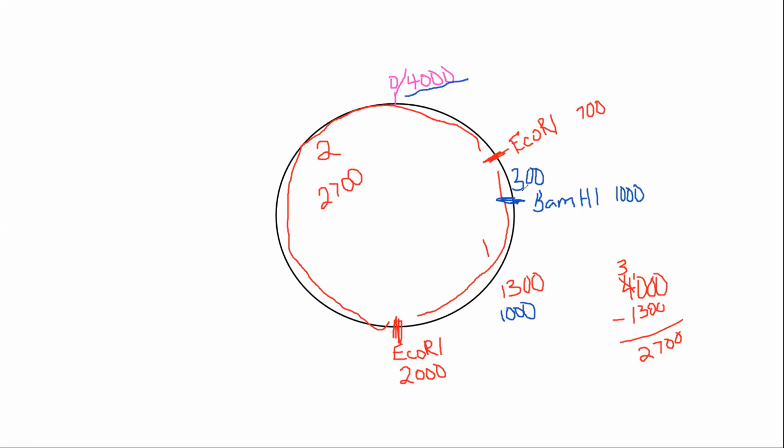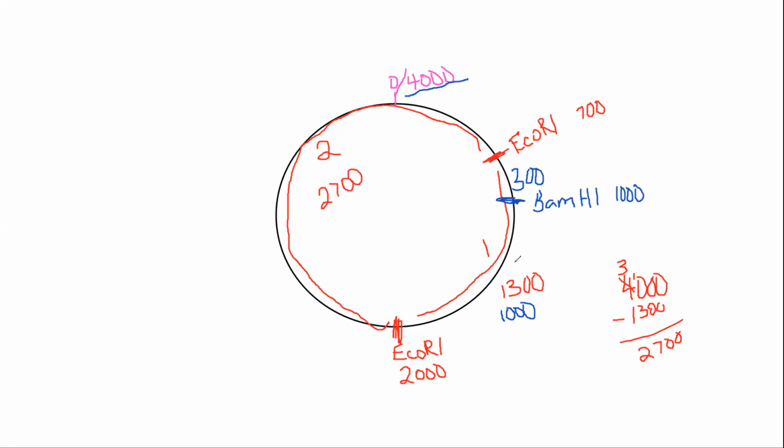So you took this rubber band and you made one snip at BamHI. That leaves 4,000 base pairs that are out in the open now. One cut leaves you one band. 2 cuts gives you 2 bands. 3 cuts gives you 3 bands.